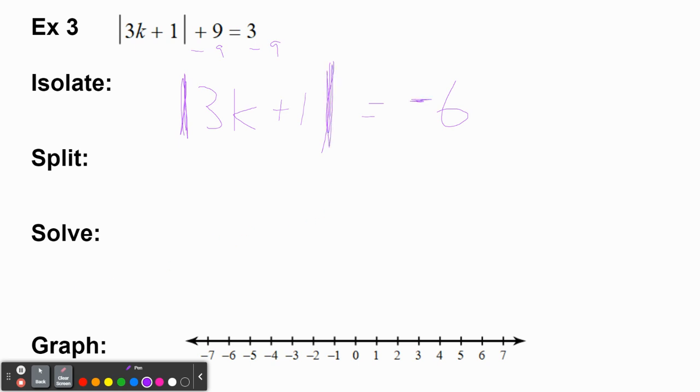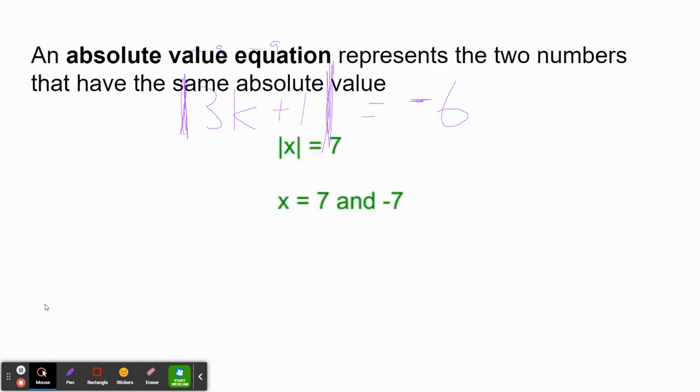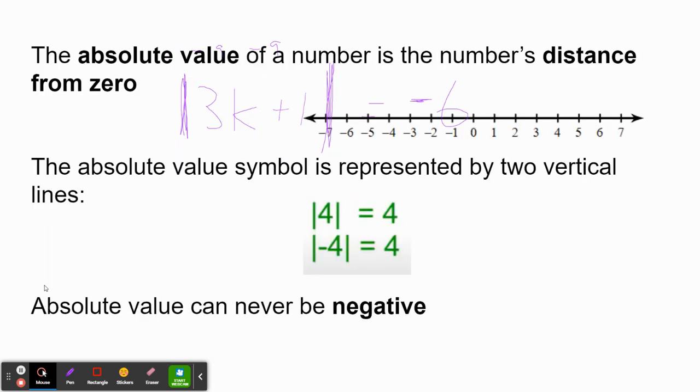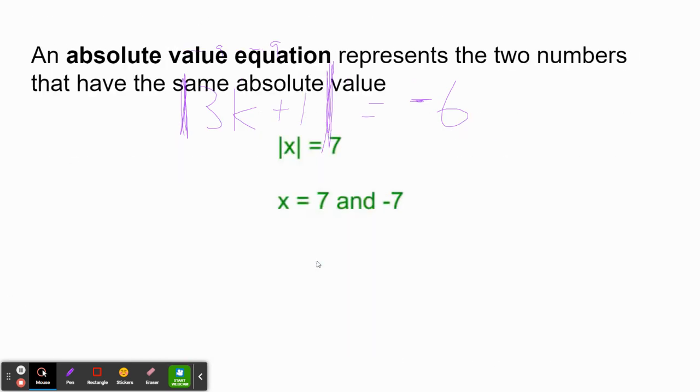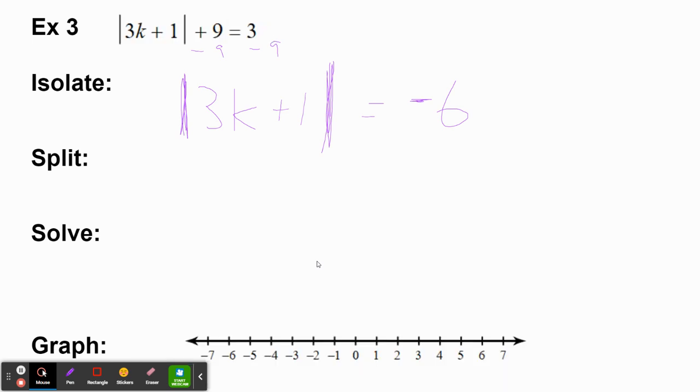And oh, we have a negative result over here. But if I remember right, if I go back to my notes from earlier, an absolute value can never be negative. Therefore, there's nothing I can put in for k that would allow negative 6 to be the correct answer. The only thing I can write here is no solution.